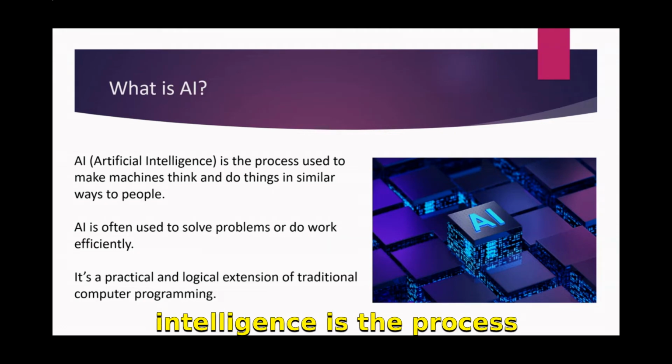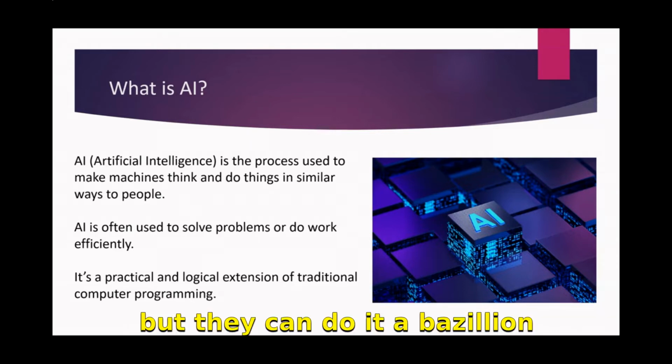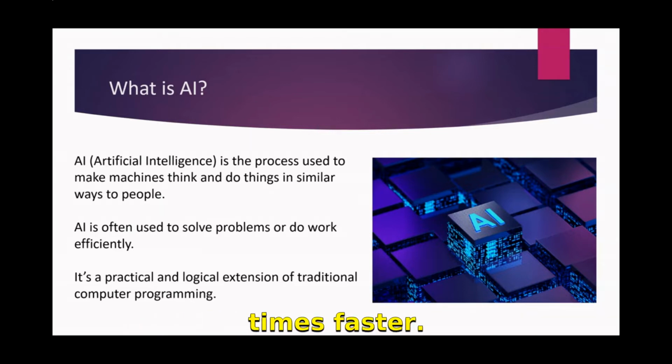Artificial intelligence is the process used to make machines think and do things in a similar way to people. Why this matters for us is that at this point in the progression of AI, these tools are actually able to do things like write content that is almost indistinguishable from something written by a person, but they can do it a bazillion times faster.